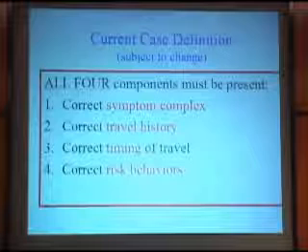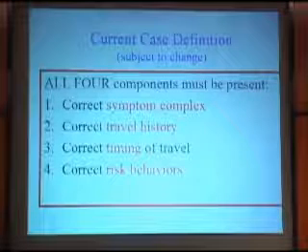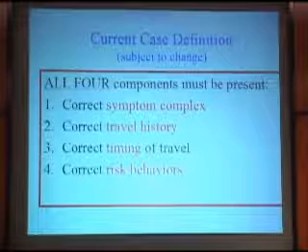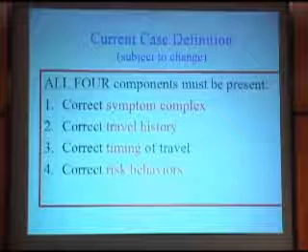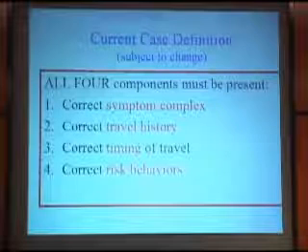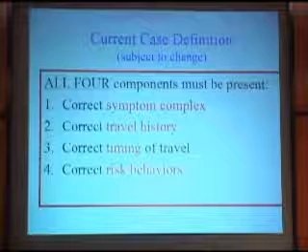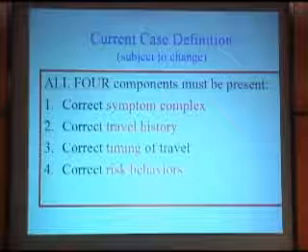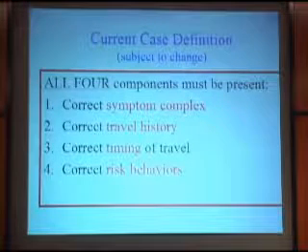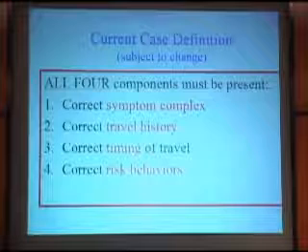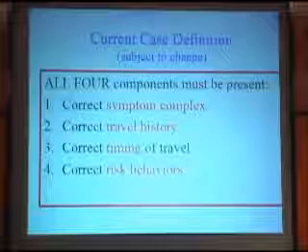Now, this is the important part to remember. This is a current case definition, and with any emerging infection, you expect the case definition to change, but this is what it is at the moment. Think of it as 4 components, and every one of them has to be present for it to fit the case definition. So symptom complex, travel history, timing of travel, and risk behaviors.